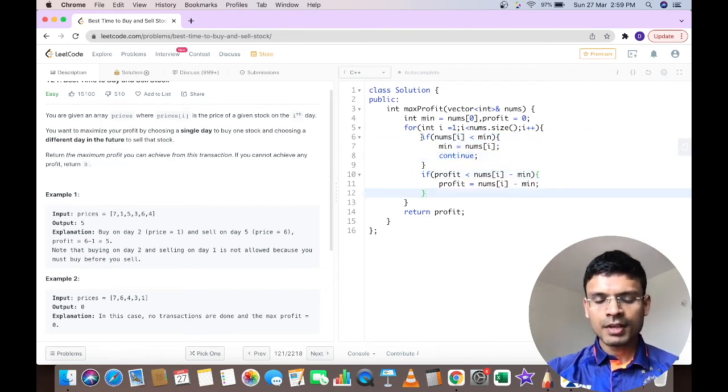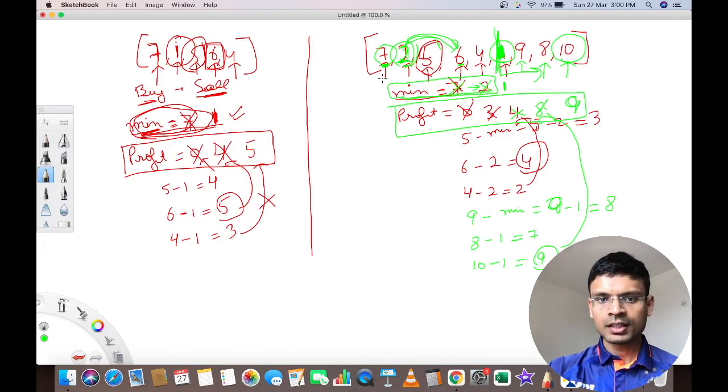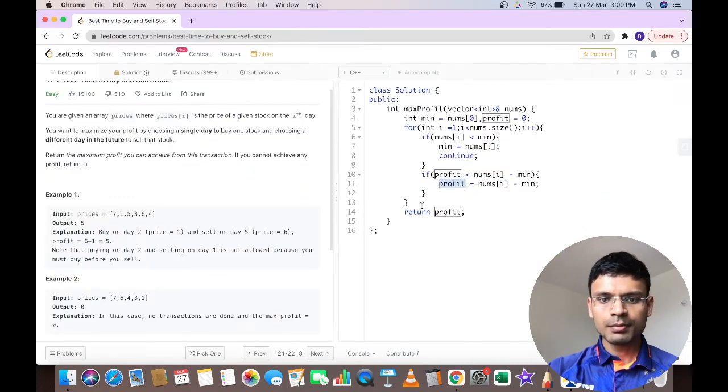But suppose the min value is not updated, then at this point we need to calculate the new profit that we are making. So the new profit would be the current index value and the minimum value difference. So that value obviously has to be greater than the profit. Only in that case we are going to get a new profit value. And when we are done with the complete iteration of this array, we will get a final profit value that we have to return.